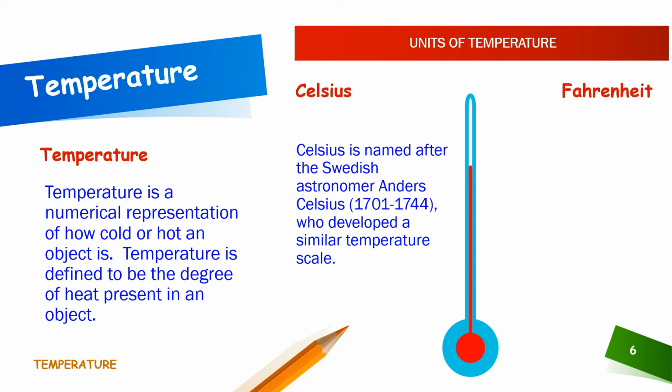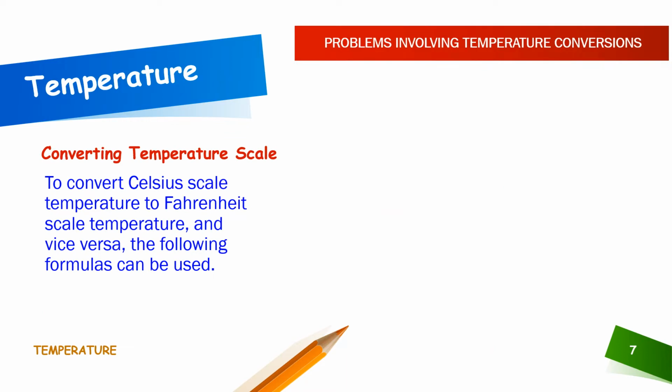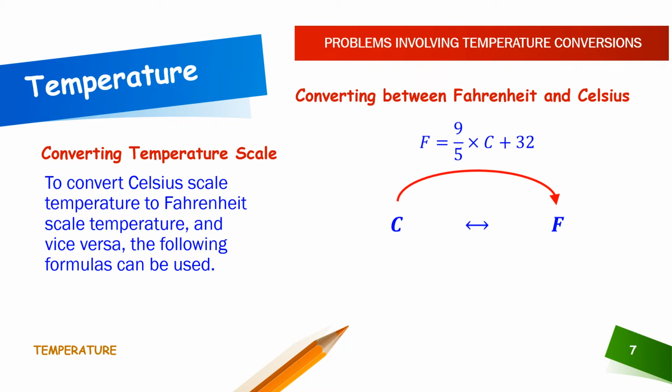Celsius is named after the Swedish astronomer Anders Celsius, who developed a similar temperature scale. Fahrenheit is a temperature scale proposed in 1724 by the German physicist Daniel Gabriel Fahrenheit. To convert the Celsius scale temperature to Fahrenheit scale temperature, and vice versa, we can use this formula to convert from Celsius to Fahrenheit, and this formula to convert from Fahrenheit to Celsius.